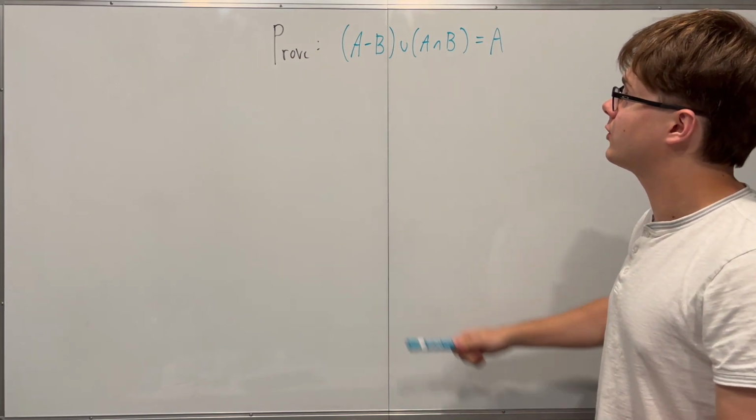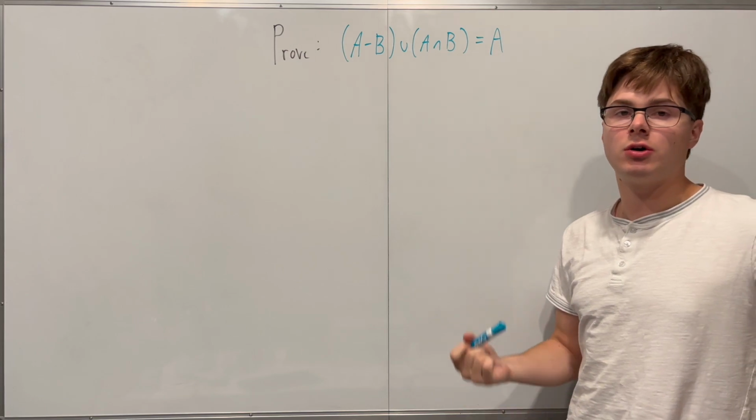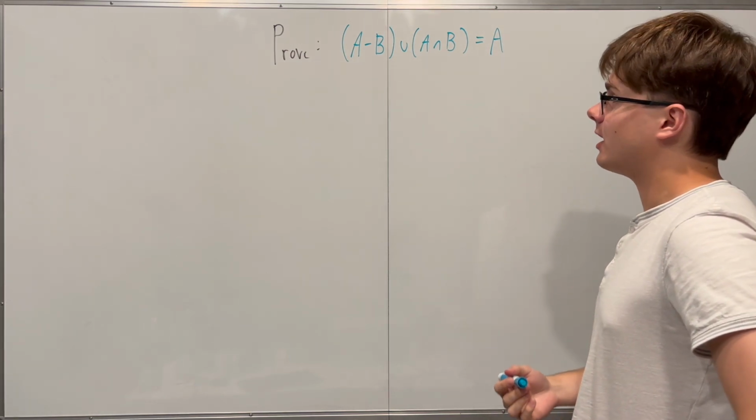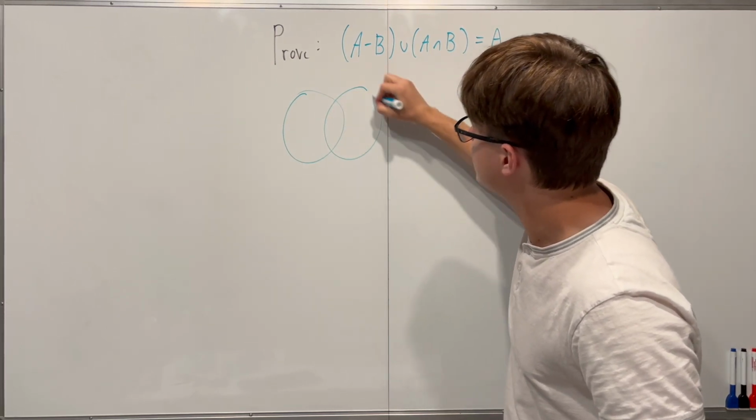Is the following statement true, that A minus B unioned with A intersection B is just going to equal our original set A? Well, let's have a look and draw this, right? Let's first draw the case where A and B share some elements together.